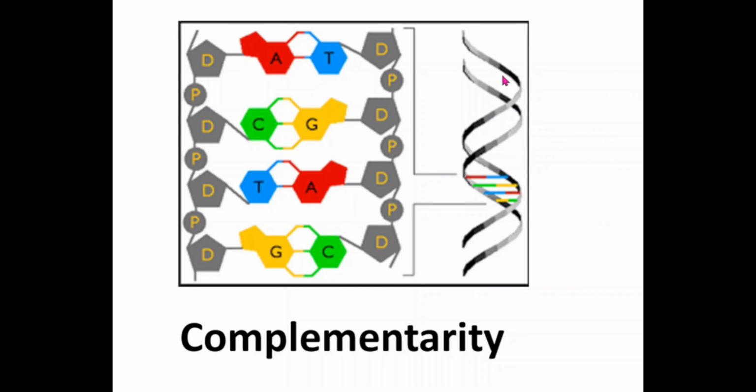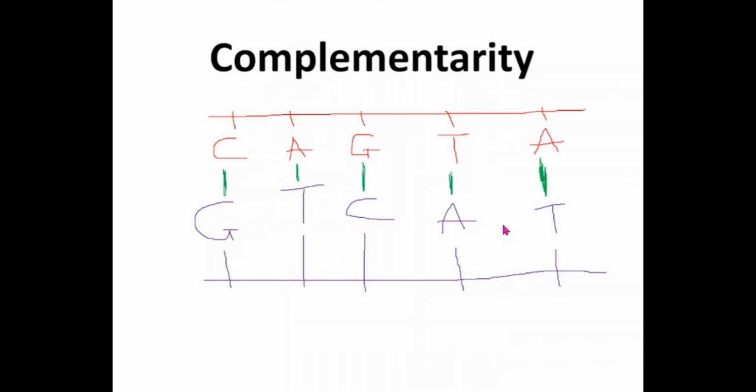Then it will make the double-stranded DNA. Here, for example, CG, AT, GC, TA, AT, we call this complementarity.